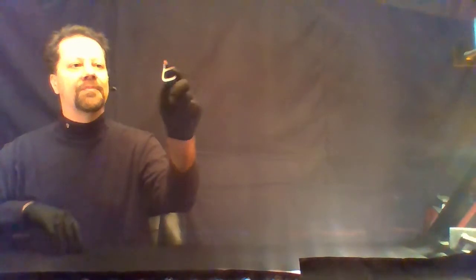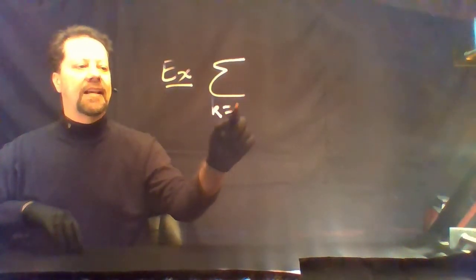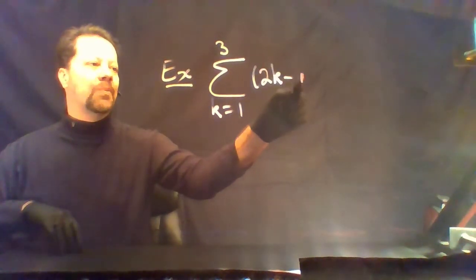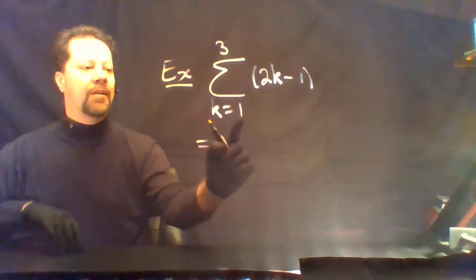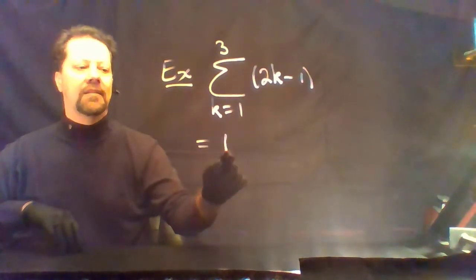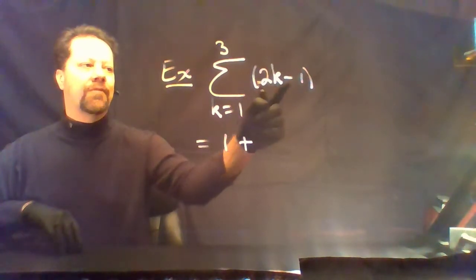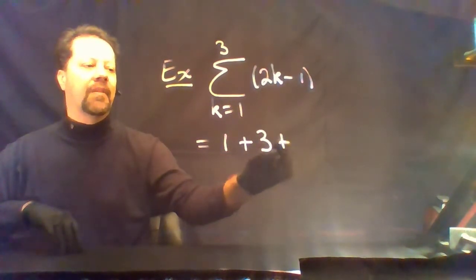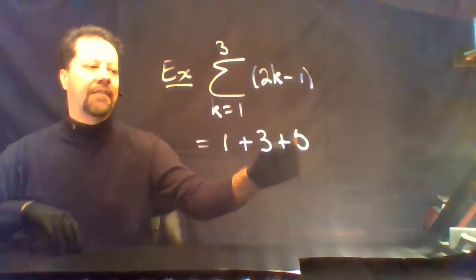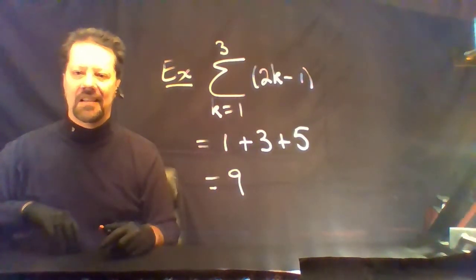As an example, suppose I write the sum as k goes from 1 to 3 of 2k minus 1. When k is equal to 1, I get 2 times 1 minus 1, and that's 1. When k is 2, 2 times 2 is 4 minus 1 is 3. When k is 3, 2 times 3 is 6 minus 1 is 5. Here I get 9.